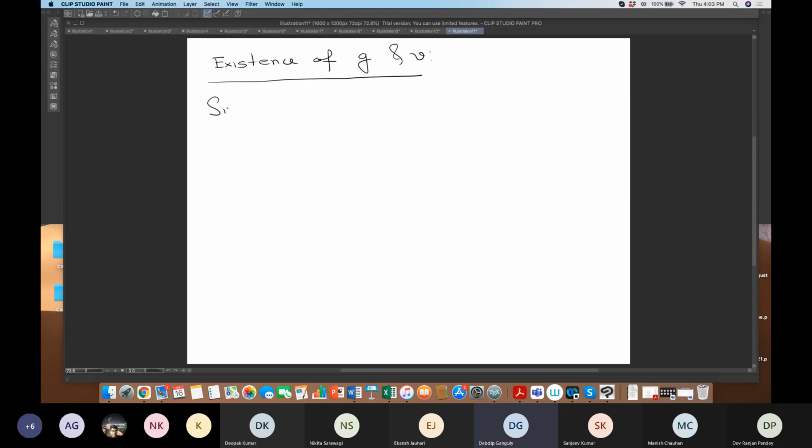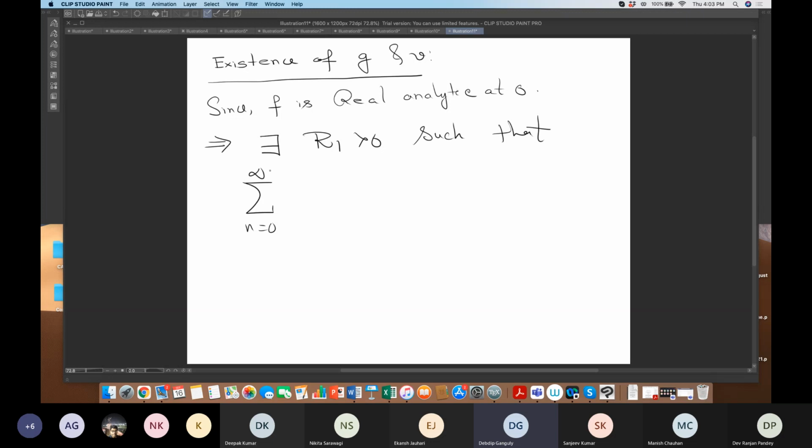Okay. Since f is real analytic at 0, this implies there exists R1 positive such that the summation of the nth derivative at the point 0 by n factorial times R1 to the power n converges. This is the definition of real analyticity. Agreed or not? f is given to be real analytic at the point 0. That means there is a positive radius of convergence, and I take some point R1 from that positive radius of convergence, and I say that this series converges. Yes or no? Agreed?